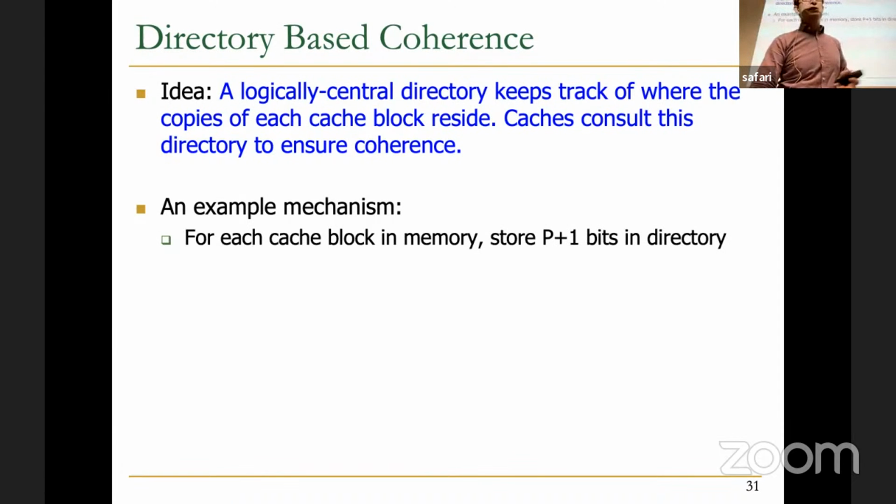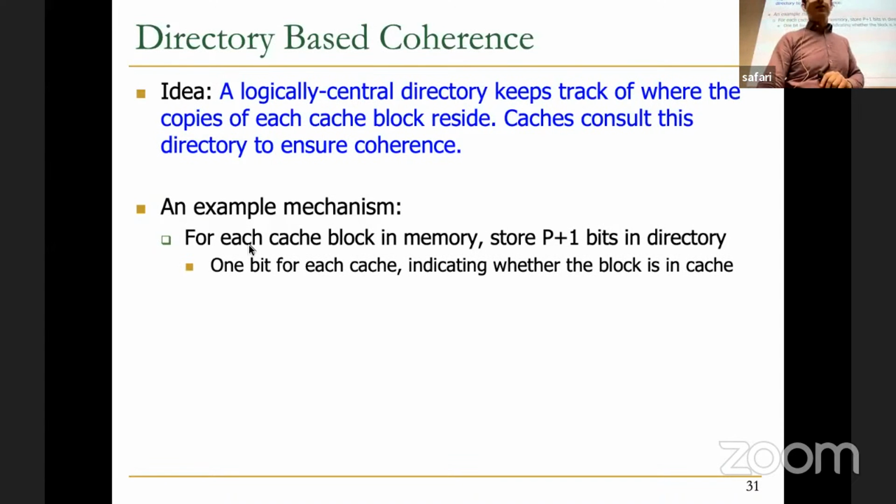So an example mechanism is like this. A very simple one: for each cache block in memory, you store p plus 1 bits. P is the number of processors or caches. As I said, processors and caches are the same in this particular case. You have 1 bit for each cache, indicating whether the block is in that cache. Remember, this is for each cache block: block A, B, and then A plus 1, A plus 2, A plus 3, these are cache block addresses.